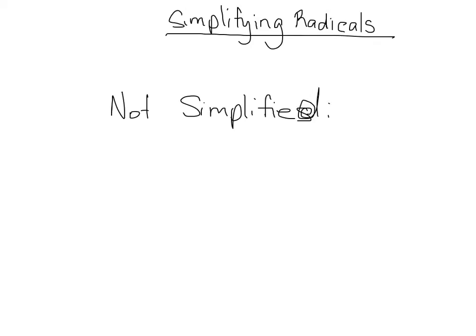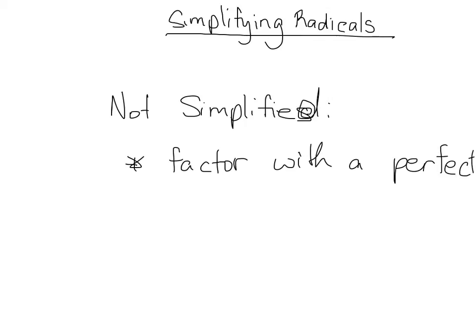All right, you know a radical is not simplified if, first of all, there is a factor with a perfect square root, or a perfect root, because we could have radicals with other things other than square. So I'll just use the word root. So if there's a factor with a perfect root, it's not simplified.